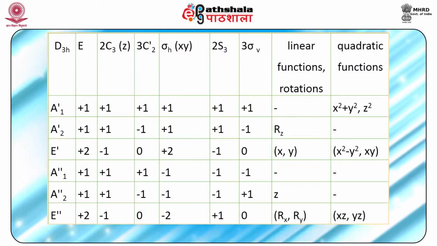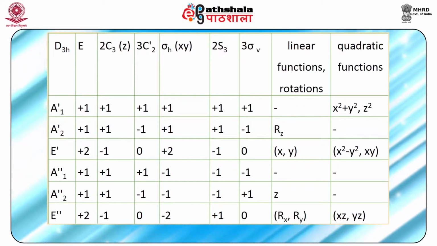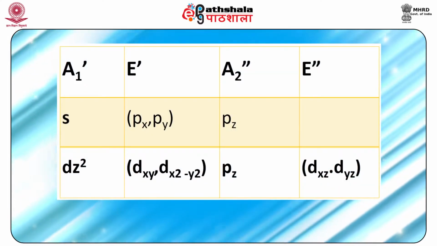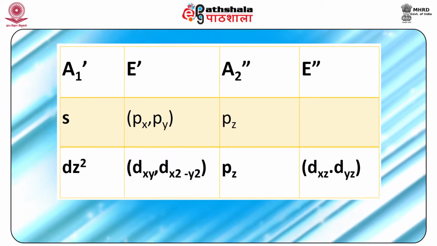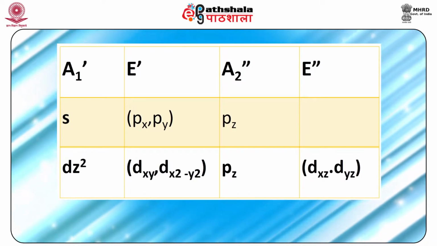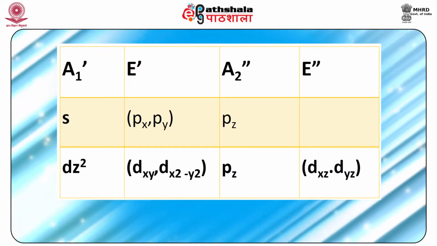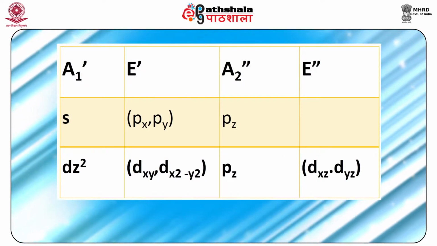And now the character table for this D3h point group is given over here, and the symmetry of the various orbitals corresponding to A1' and E' is given as: under A1' we have either the s orbital or the dz² orbital as the basis. For E' we have px, py or dxy, dx²-y² as the basis.